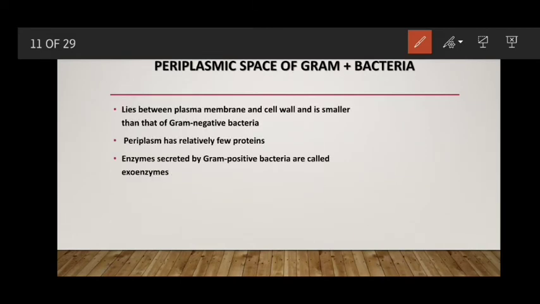Now let us move on to the periplasmic space of gram-positive bacteria. What is the periplasmic space or periplasm? The space that lies between the plasma membrane and the cell wall is known as the periplasmic space. In gram-positive bacteria, this space is quite smaller compared to gram-negative. Here, the periplasm has very few proteins. The enzymes that are secreted in gram-positive bacteria are known as exoenzymes, and they aid in degrading large nutrients.